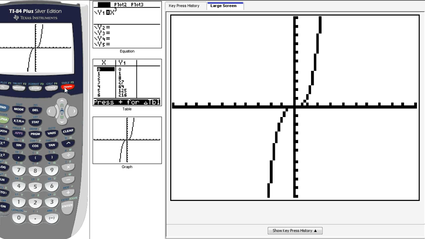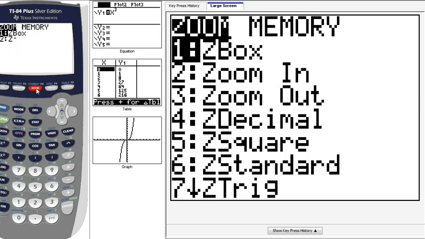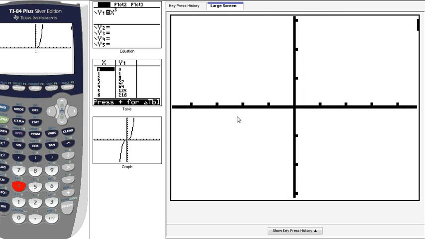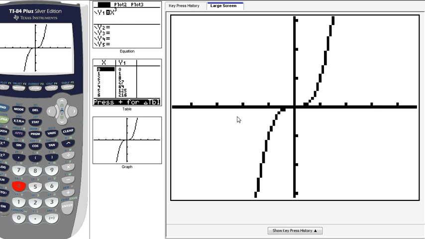What I want to do right now, let's just zoom in. Go ahead and press zoom 4, decimal. It just does it for like 4.5 or something like that there, okay? So what I want to do now, let's see what happens to this value.